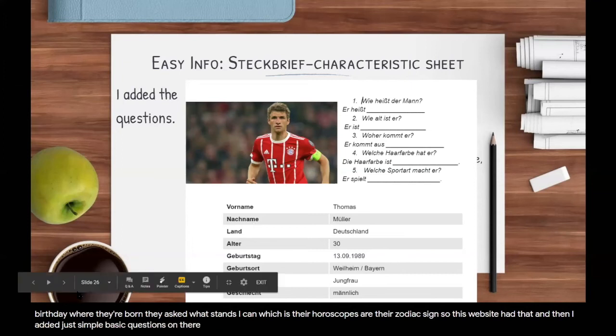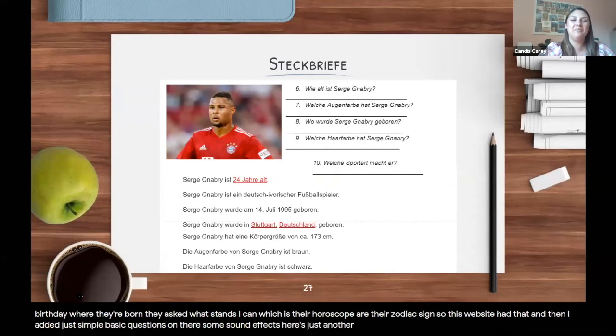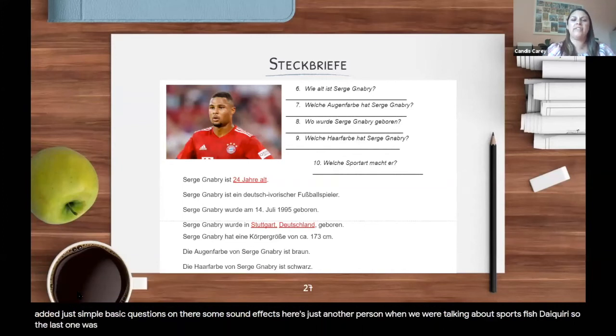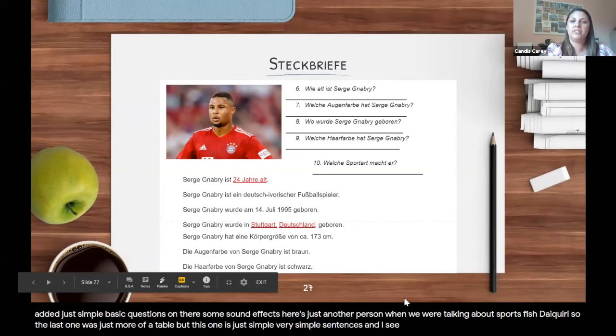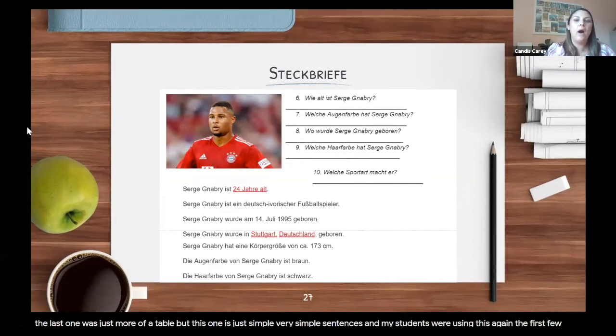Here's just another person when we were talking about sports for Steckbrief. So the last one was just more of a table, but this one is just simple, very simple sentences. And the students were using this again the first few weeks of school. So I asked like, how old is he? What color eyes does he have? And then they could just find the information down here.